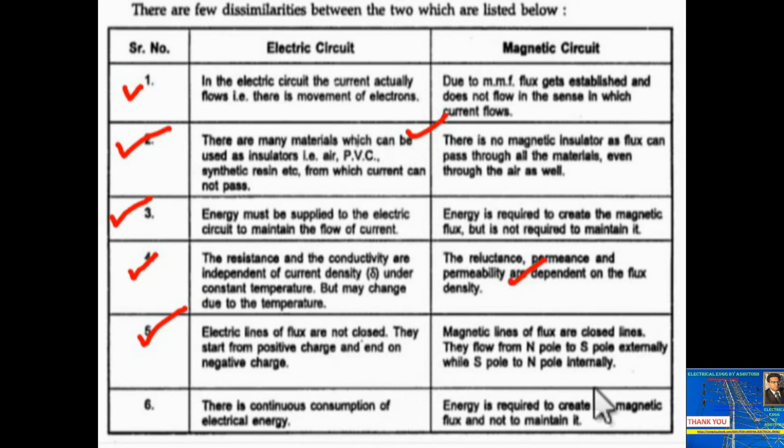You already know. But in case of magnetic lines of flux, here you see guys, a closed loop like a rubber band is formed. You see, in magnetic circuit the magnetic lines of flux are closed lines. They flow from north pole to south pole externally, and from S to N internally. And sixth point, there is continuous consumption of electrical energy. In magnetic circuit, you see energy is required to create the magnetic flux, not to maintain it. So these are some dissimilarities between the two circuits.